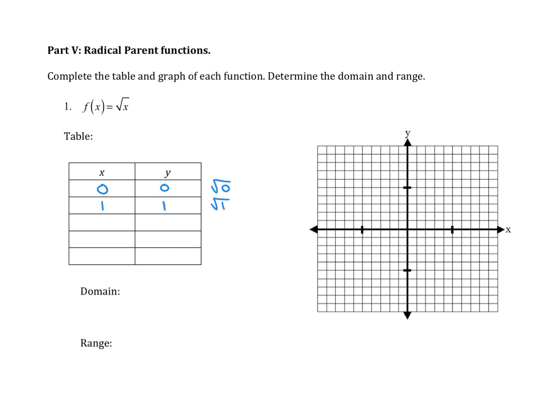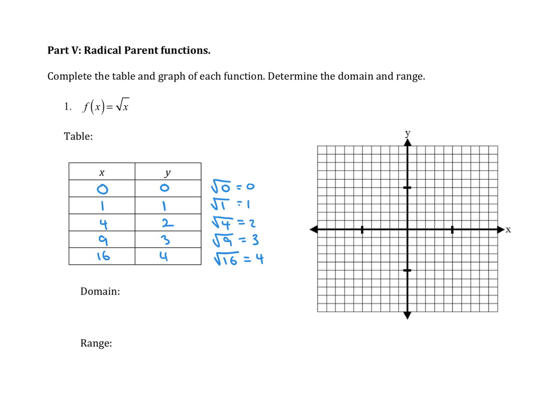Now, if I were to plug in 2, the square root of 2 cannot be simplified because 2 is not a perfect square. So I'm going to pick something that comes out a little nicer. I'm going to pick my next perfect square, which is 4. The square root of 4 is 2. And my next perfect square is 9. The square root of 9 is 3. And the next perfect square is 16. The square root of 16 is 4.